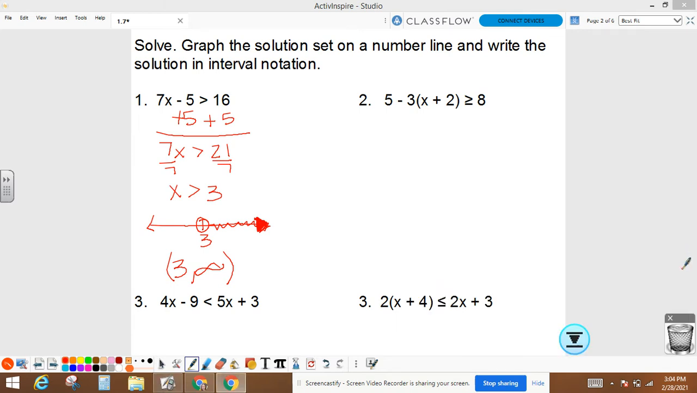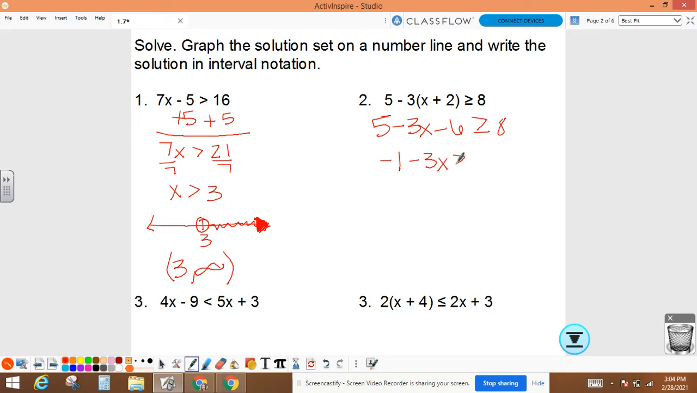All right, number 2. First step is we're going to distribute this -3. Then we can combine like terms. So 5 minus 6 is -1. Now we want to add 1. I'm running out of room, so I'm not going to show every single step like I did over here. I'm going to add 1 on both sides. So I get -3x is greater than or equal to 9.